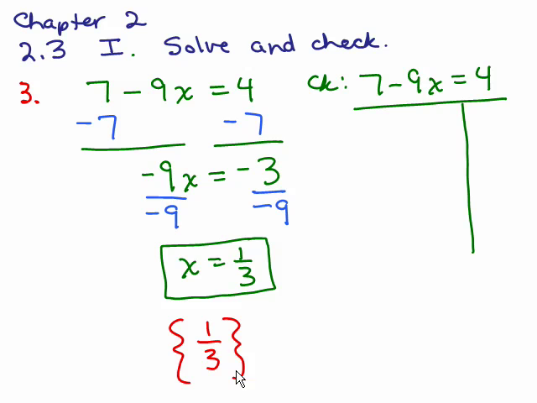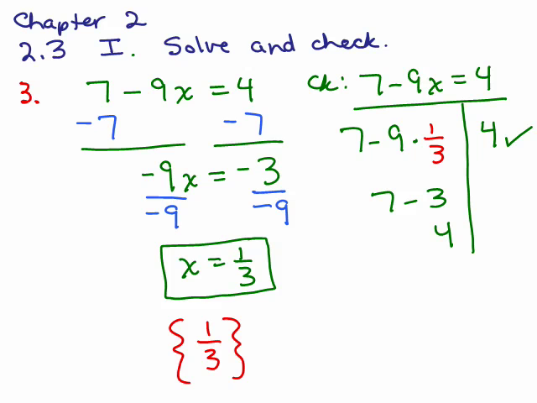So let's go over and see if it checks. We have 7 minus 9 times, let's plug in 1/3 for x. On the right side we have a 4. And we're going to do order of operations on the left. Remember not to do 7 minus 9. Order of operations says do 9 times 1/3. So we have 7 minus 3, which is 4. So we have 4 on both sides, so it checks.